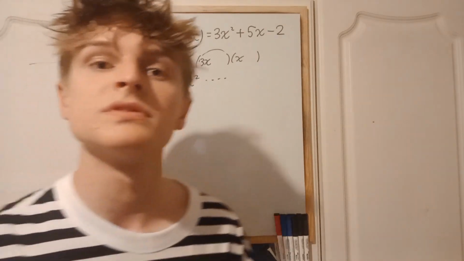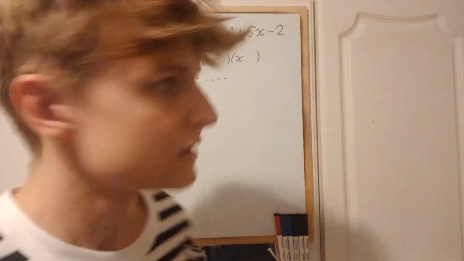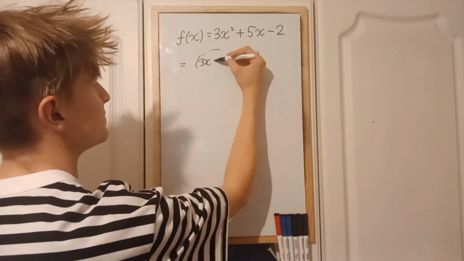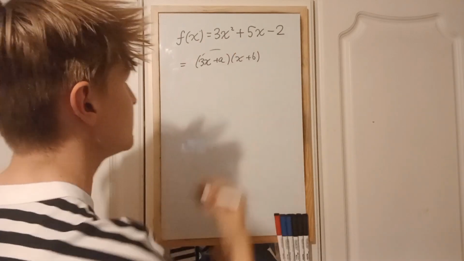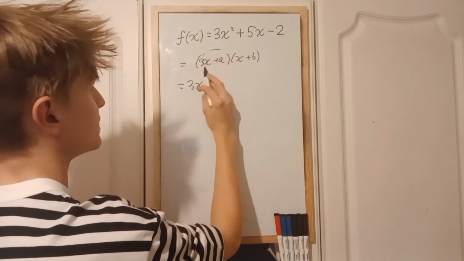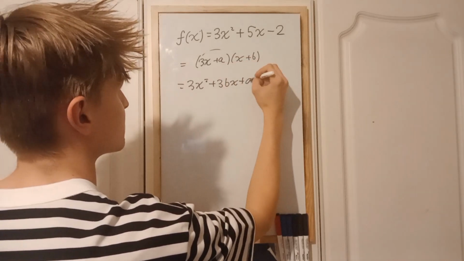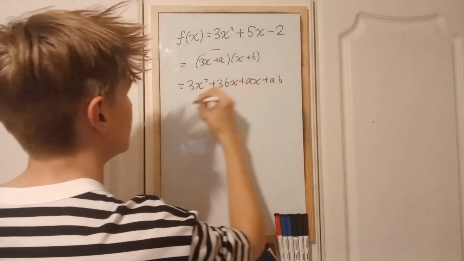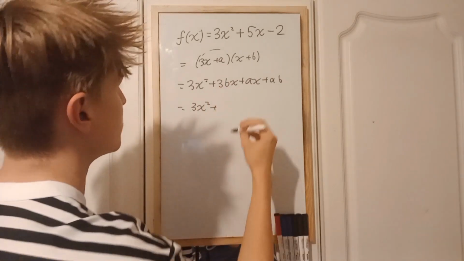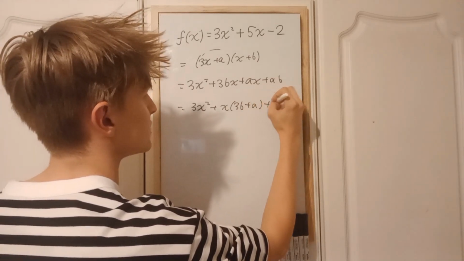So it will be possible for us to write it as 3x plus something times x plus something. Let's just go figure that out. If I put plus a plus b here, and do the same process we did before, and expand this out quickly, we get 3x squared plus 3bx plus ax plus ab. And just like before, we can factor this out. We get x times (3b plus a) and then plus ab.